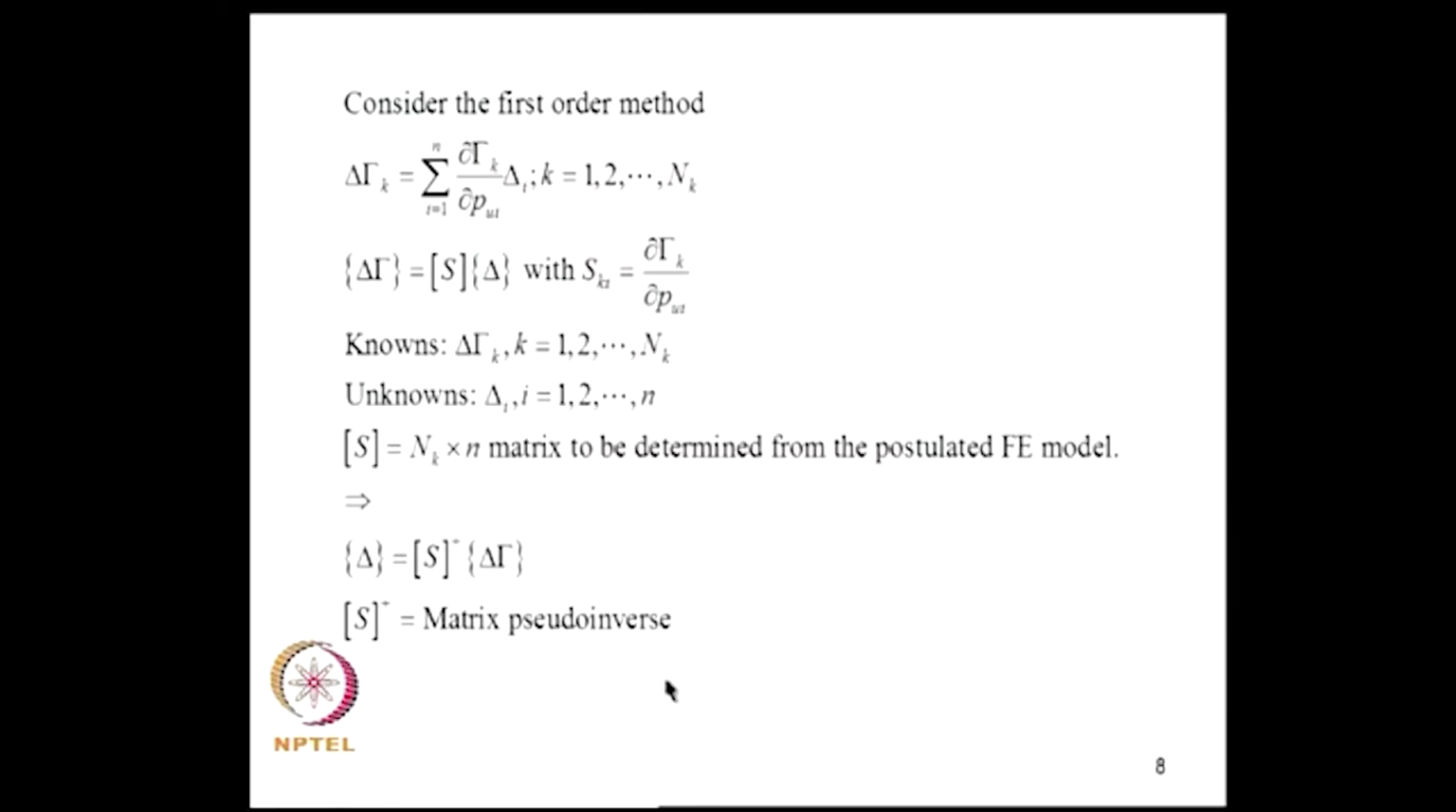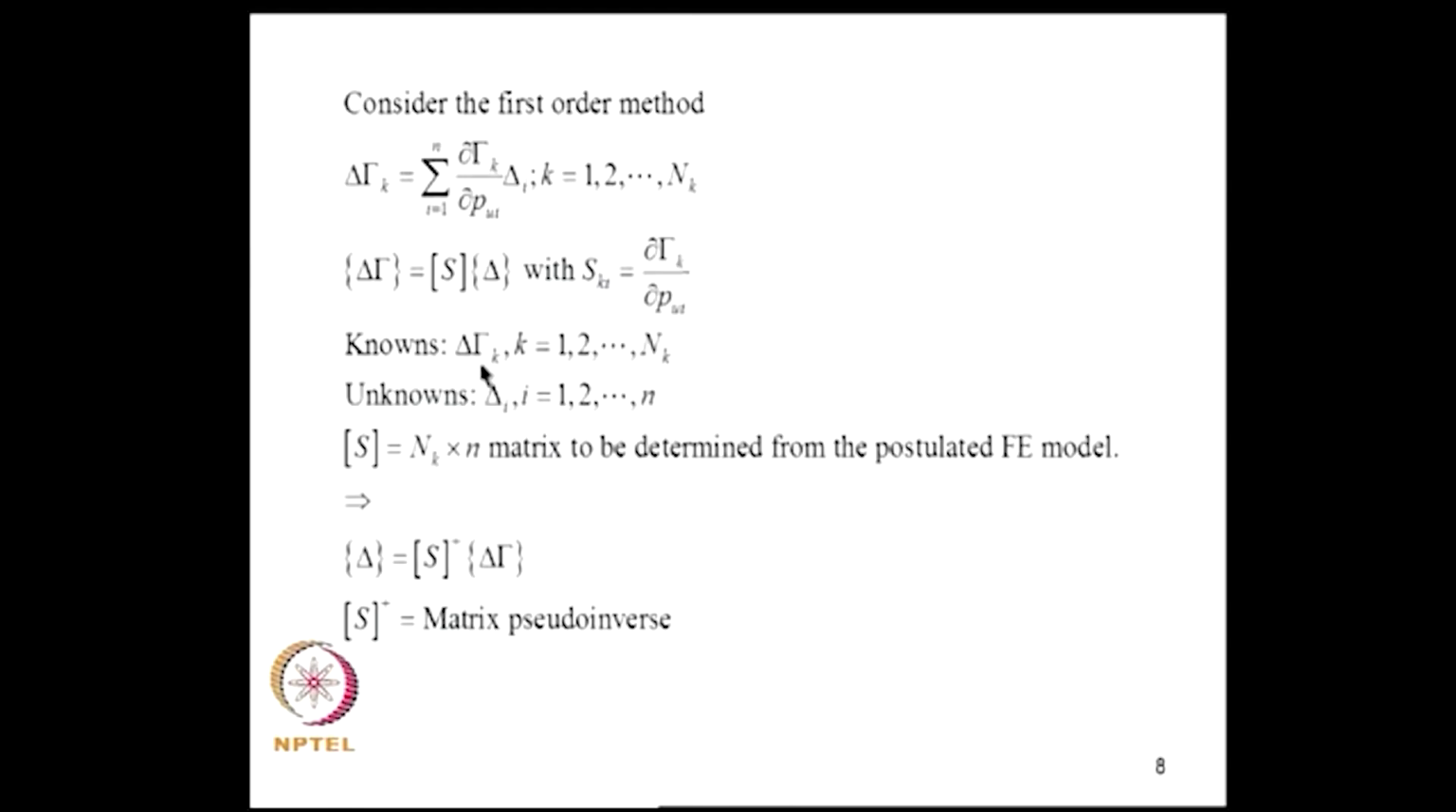So, let us consider the first order method. So, we have this equation, delta gamma k equal to the summation of this gradient into the increments, which needs to be written for k running from 1 to nk. So, I can cast this set of equations as a matrix equation with the vector delta gamma equal to matrix S into delta, where this element Ski is this gradient, the partial derivative of gamma k with respect to PUi.